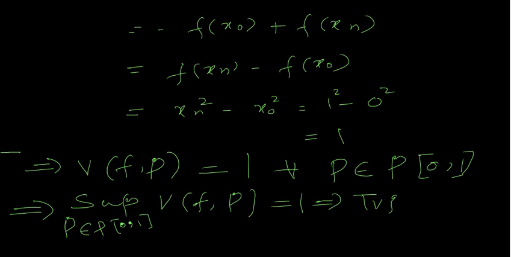Total variation of f is equal to 1. So the total variation of this function f of x equal to x square on the closed interval 0, 1 is equal to 1. For some functions it may be infinite. We will give an example where this total variation is infinite, it's not finite.